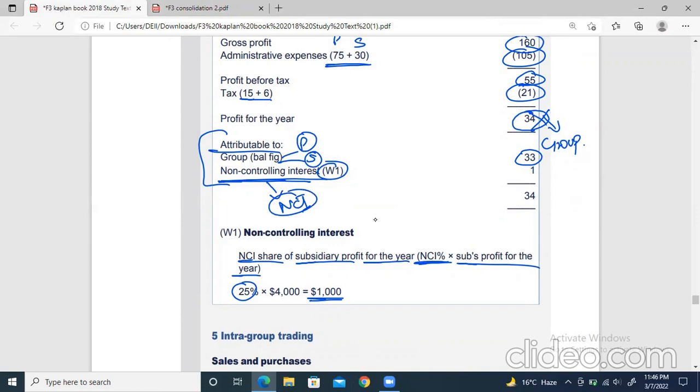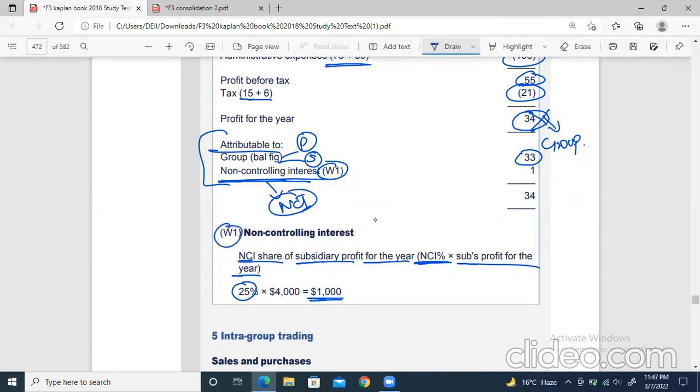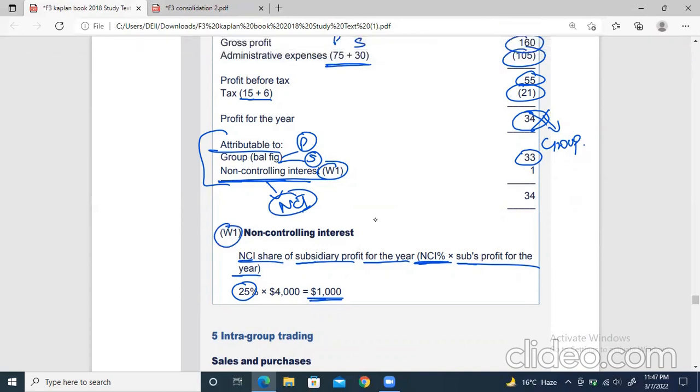So what we have to do is apply this working that you just wrote down. We have to multiply the NCI percentage with the subsidiary profit, not the group profit, and then we have to minus it from the group profit, because 1,000 belongs to the NCI. And the remaining one, which is 33 from this 34, will be going to the group over here, and one will be going to the NCI in this case. So this is what we're doing over here.